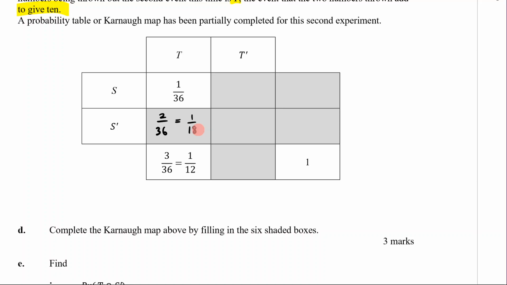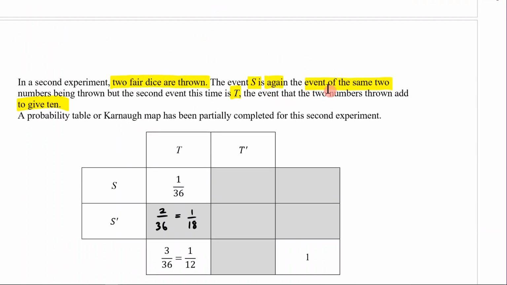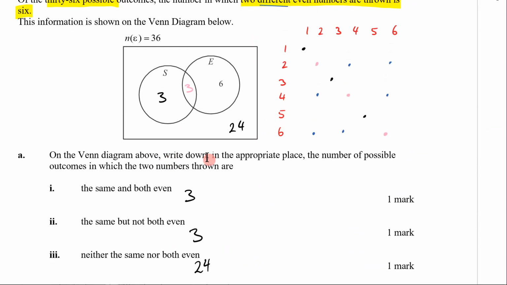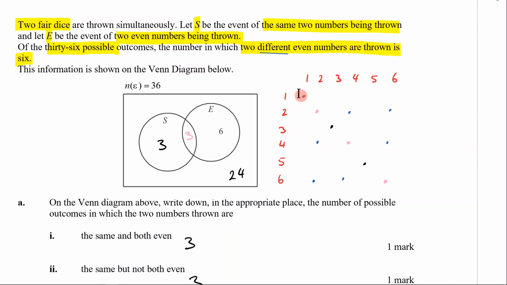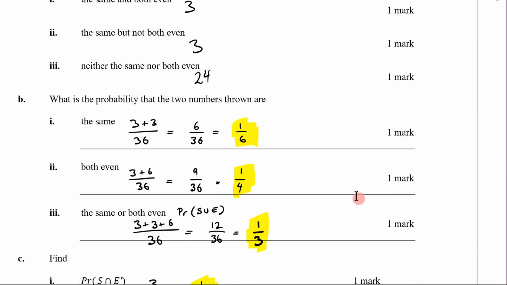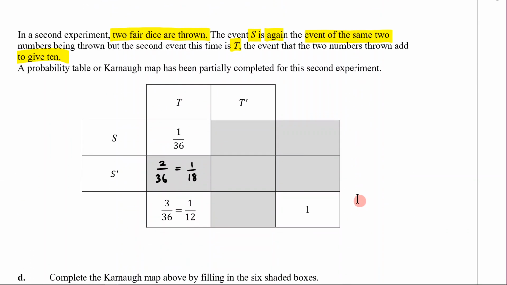Well, I know what S is going to be here. So S was, if I remind myself, the event of the same 2 numbers being thrown. And if we come up here to our table, the event of the same 2 numbers being thrown is 1, 2, 3, 4, 5, 6. So it's going to be 6 on 36, which is 1 on 6.